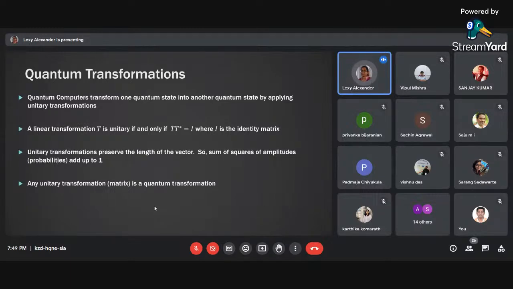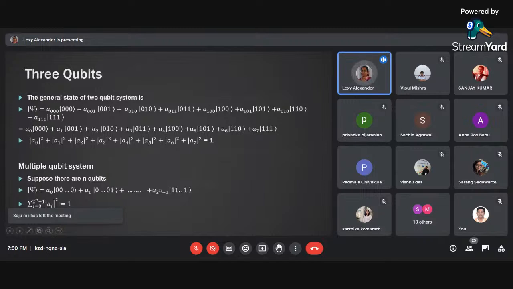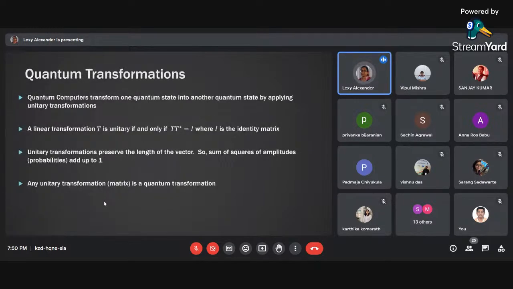Actually, the quantum transformations are all unitary transformations, because the length has to be preserved. The length we are talking about is the sum of all modulus squares, so the length of this vector A0 to A(2 power n minus 1) is always 1. That length has to be preserved even after the transformation; the resulting vector should also satisfy the same condition. Only unitary operators, unitary transformations, guarantee this. So all quantum transformations are unitary transformations.